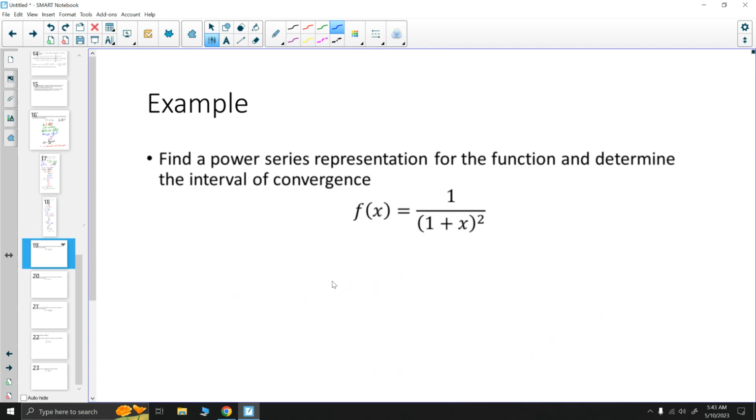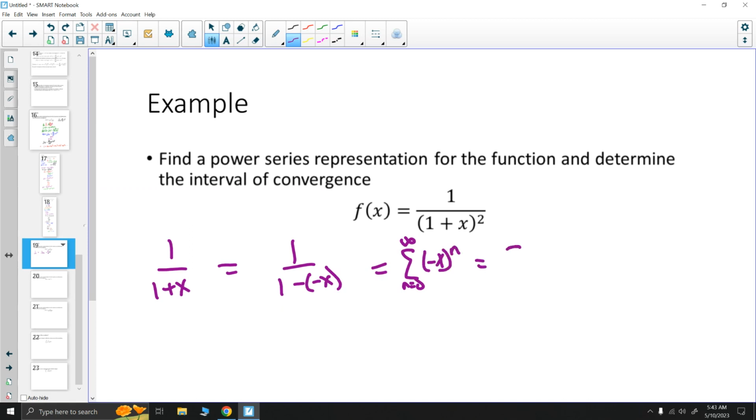Find a power series representation of this function and determine the interval of convergence. Okay, so we have 1 over 1 plus x squared. Now this is kind of similar to one of the other ones we've done, but it's not quite the same. So again, we want to write this as 1 over 1 minus negative x, something like that. That's what this 1 over 1 plus x would be. Again, I'm ignoring this power, just as a starter position to get a power series written down. So that's going to be the sum, n equals 0 to infinity, of negative x to the n, which would be the sum as n equals 0 to infinity of negative 1 to the n, x to the n.